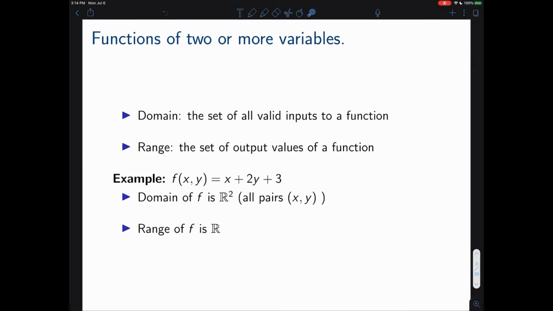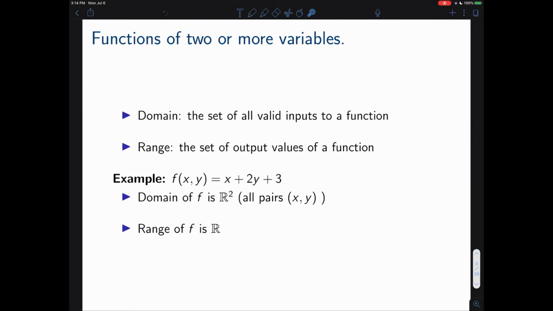In your previous calculus classes, they've focused primarily on functions of one variable, so that's called single variable calculus. They typically have y equals f of x, and you find derivatives and integrals. And now we're going to start looking at functions that have multiple variables.